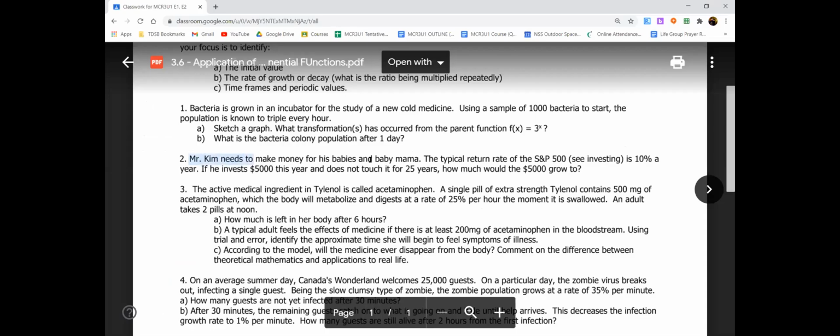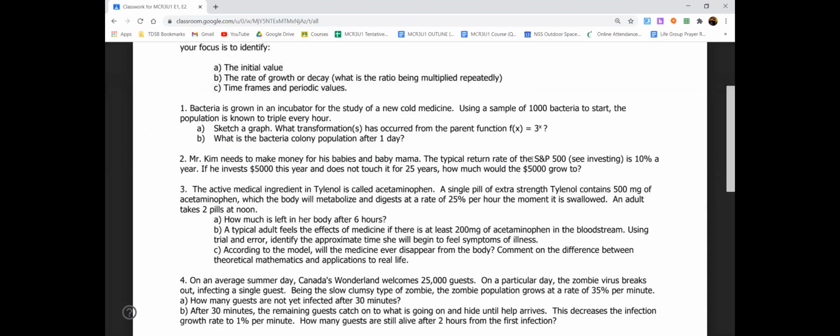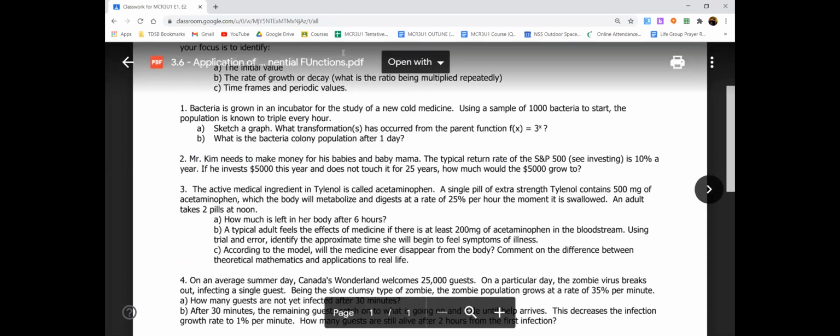Number 2, Mr. Kim needs to make money for his family. A typical return rate of the S&P 500, investing. By the way, if you're into investing and you know what's happening right now, the stock market is dying because we're trying to recover from the COVID situation. There's a lot of stuff happening there, but you would only want to know if you're interested. So, the S&P 500, something you can invest in, returns 10% per year in a typical average year. I don't know about this year, but it gives you 10%. So this right away is your growth rate.